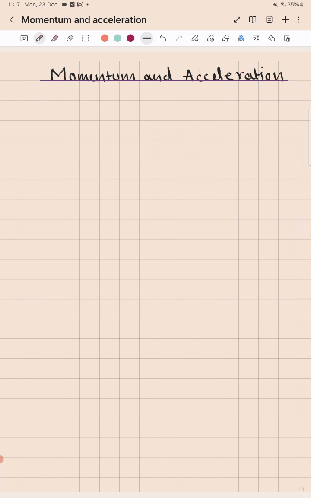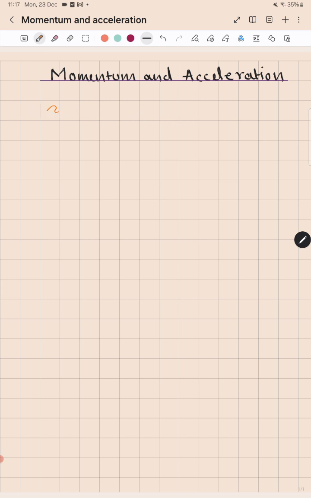Today's topic is momentum and acceleration, meaning the relation between momentum and acceleration. To understand the relation between momentum and acceleration, let's recall Newton's second law, because with the help of the statement of Newton's second law, we are going to derive the relation between momentum and acceleration. I'm writing the statement of Newton's second law in the form of a relation.